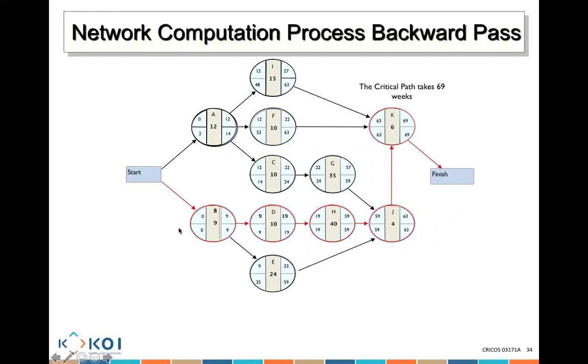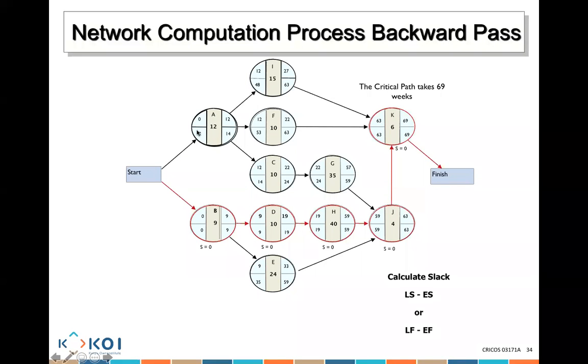0 minus 0, guys, is what? Latest start minus early start. 0 minus 0, what's the answer? 0. So latest start minus early start, that's 0 minus 0 is 0. 9 minus 9? 0. 19 minus 19? 0. 15 minus 15? 0. 63 minus 63, 0.